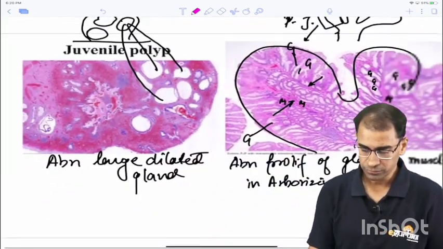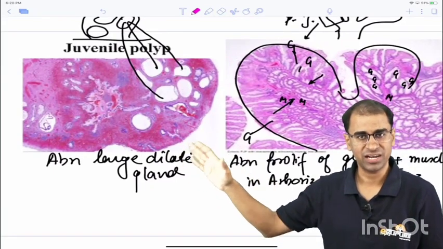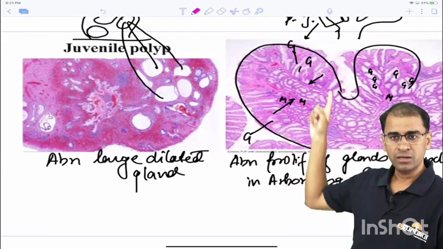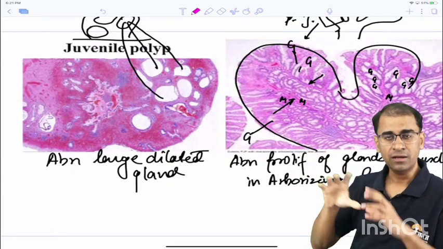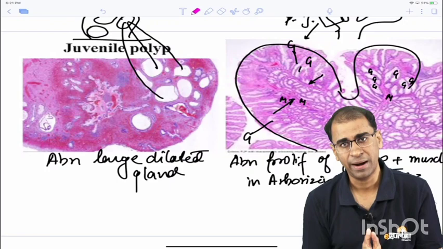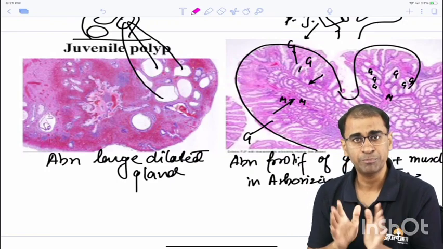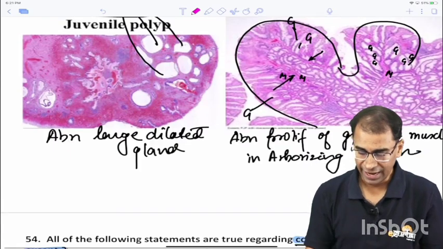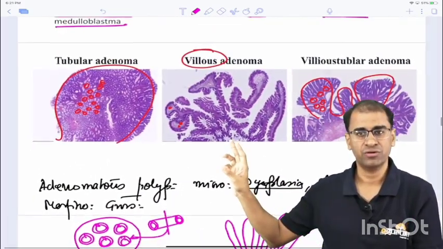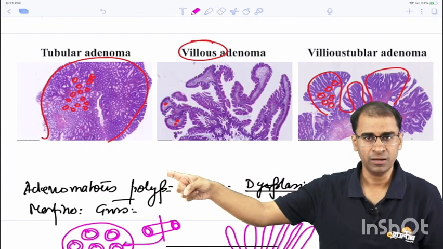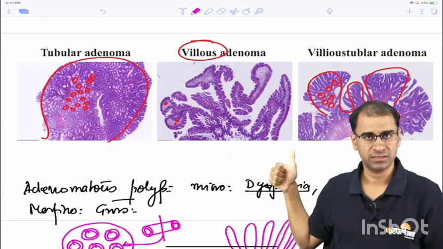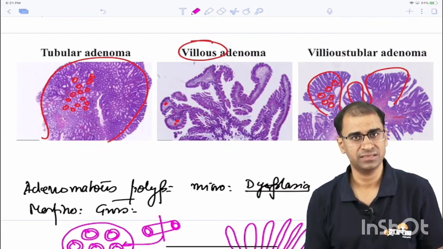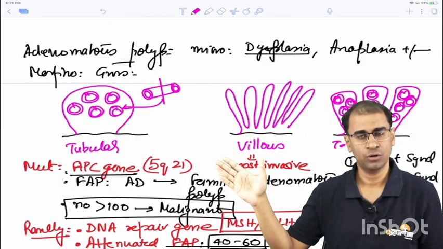If you look at the juvenile polyp, they have large glands. If you look at the Peutz-Jeghers polyp, they will have what? They have an arborizing pattern, and inside them they will have the dark pink area which are the muscle areas and the glands. Arborizing pattern, remember this. And then you look at the three types of adenomatous polyp: tubular, villous and tubulovillous. Most invasive, villous, but most important criteria for malignancy, size. This is how they look like, okay.